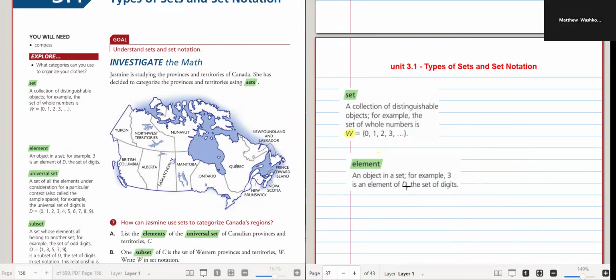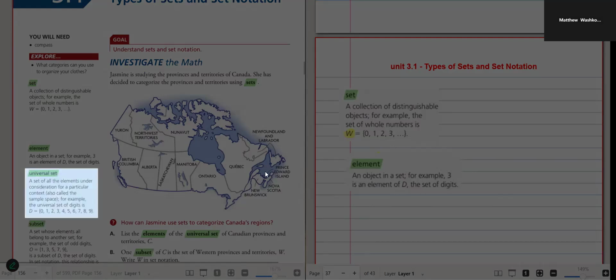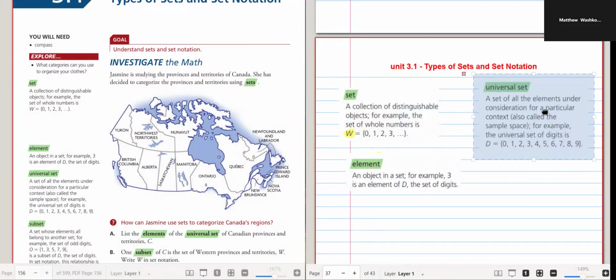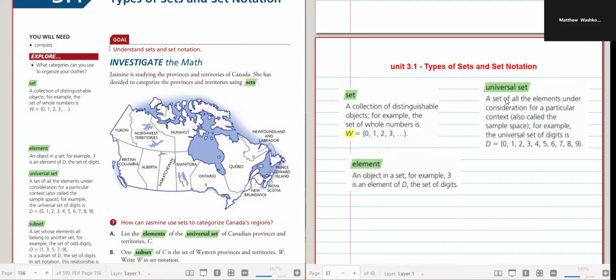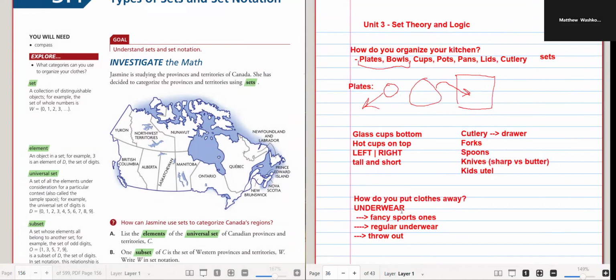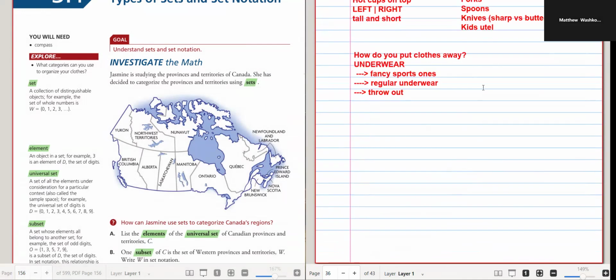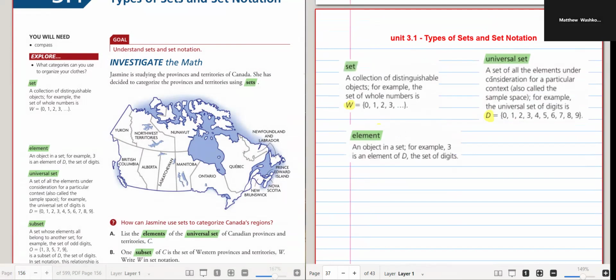We're going to talk about this. Where am I getting D from? This is where I want to introduce you to a universal set. A universal set is a set of all the elements under consideration for a particular context, like a sample space. So for example, here's my D. My D contains all these numbers here. Maybe I'm referring back to my underwear or my plates or my different types of cups or my cutlery. These are all cutlery, but they're all their own unique thing.